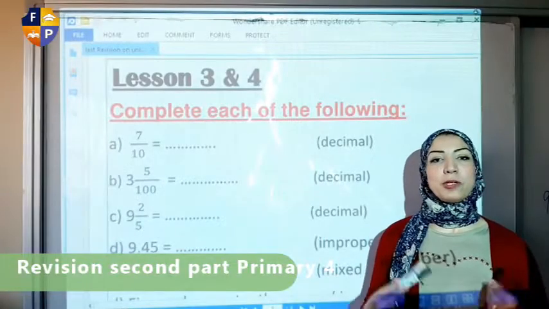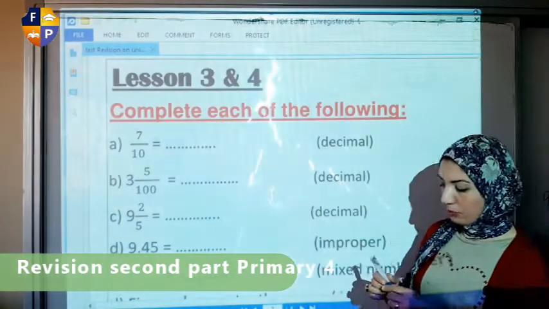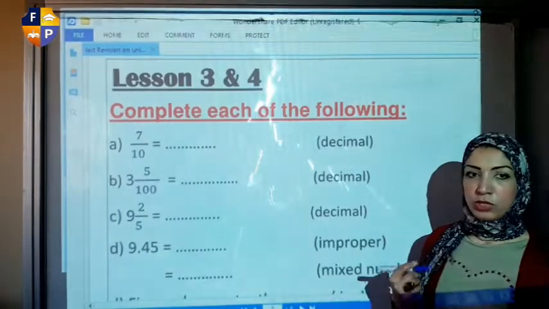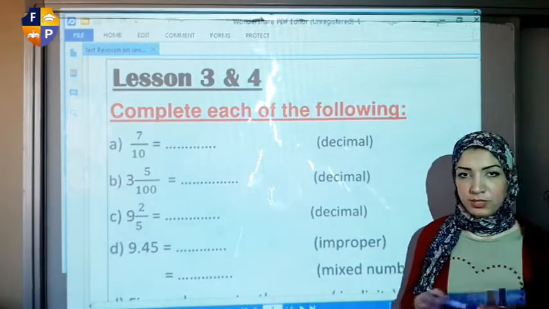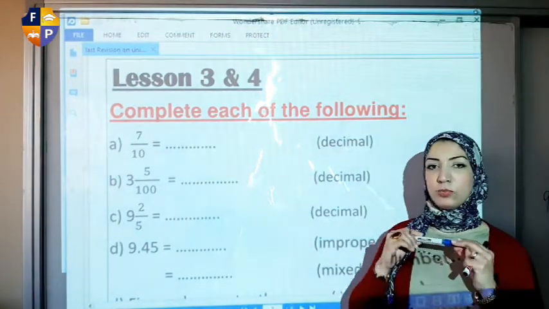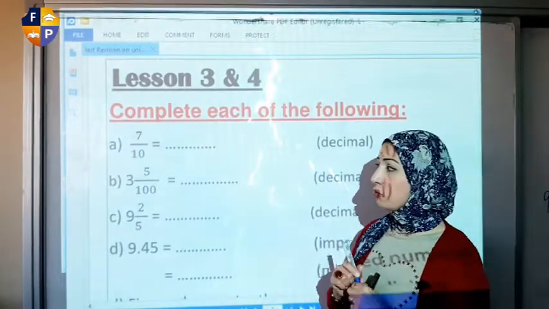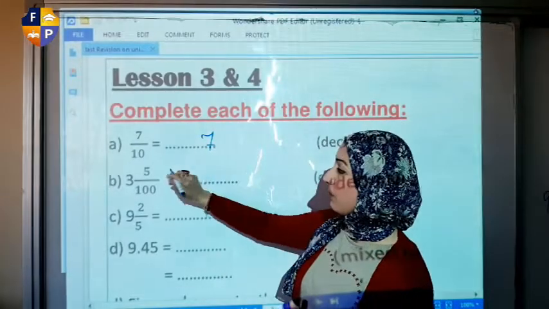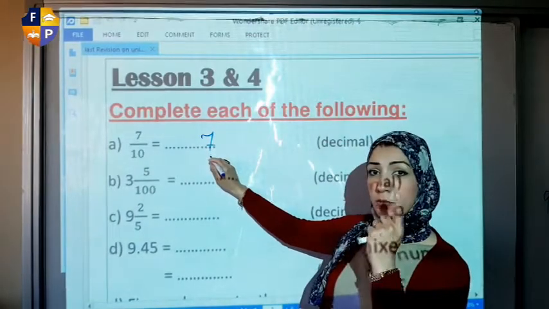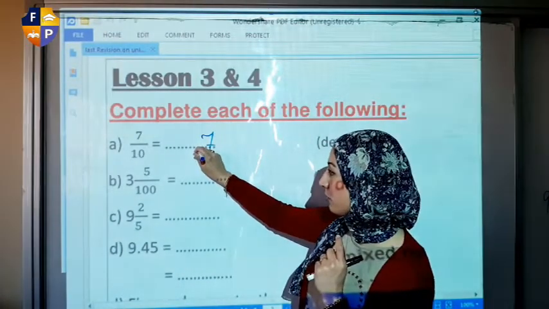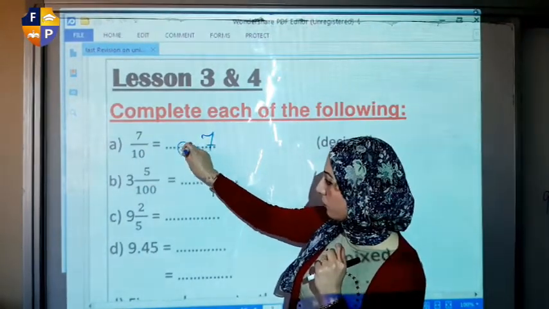Primary 4. Today we will complete revision on Unit 1, Lesson 3, 4 and 5. The first one here we have 7/10 and we want to change 7/10 into decimal. As we said before, to change any fraction into decimal, make sure that its denominator is 10, 100 or 1000. Here we have 7/10. So we will write 7 and put the decimal point after one digit because we have one 0. So we will count one digit from the right side and put the decimal point. Here we don't have any whole numbers, so we have to put 0.